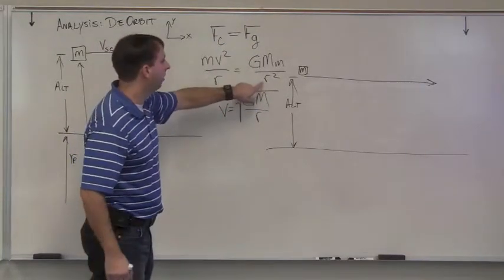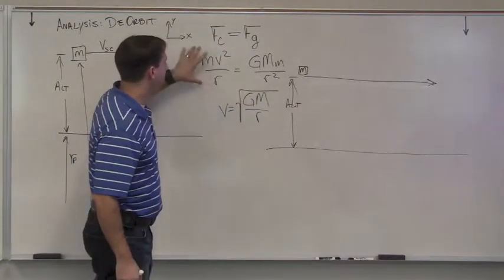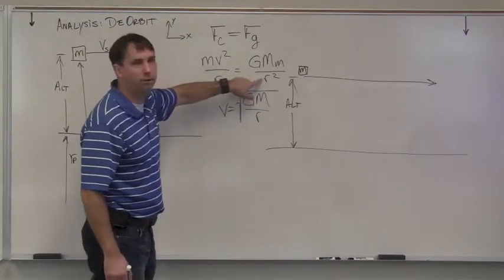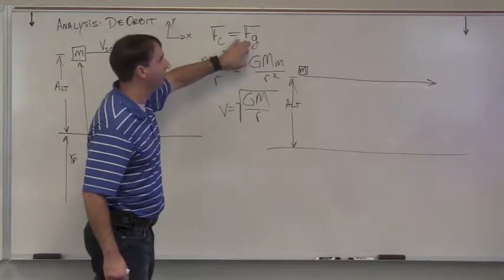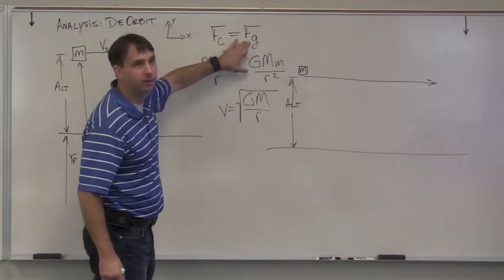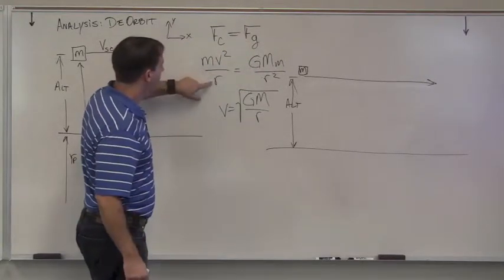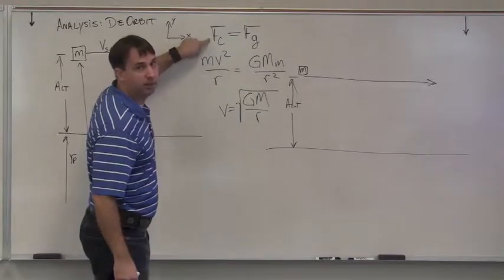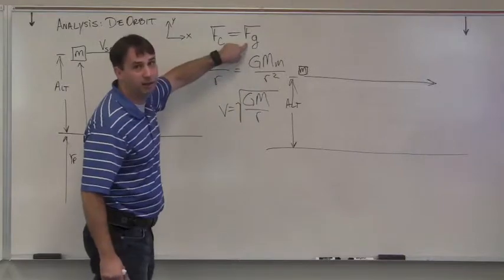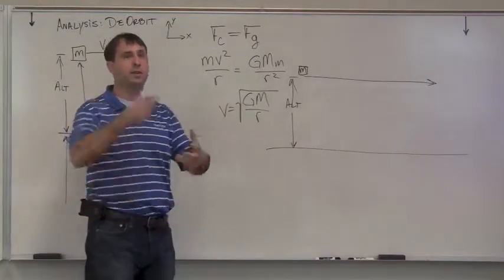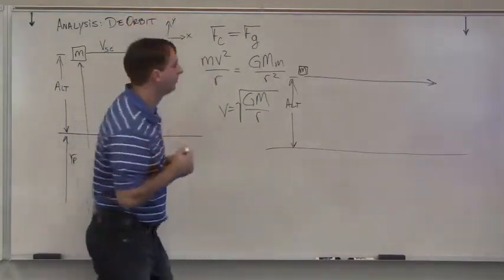Decreasing r a little bit on this side increases F sub c a little bit. Decreasing r a little bit on this side, the same radius, increases F sub g a lot. So the same thing happens again: gravity is like, I have you now, and it pulls you down.